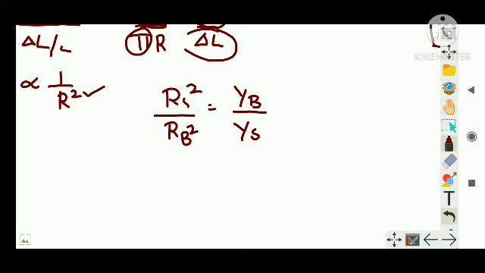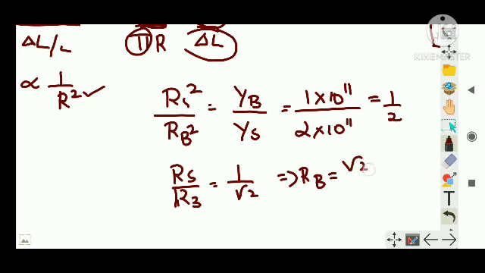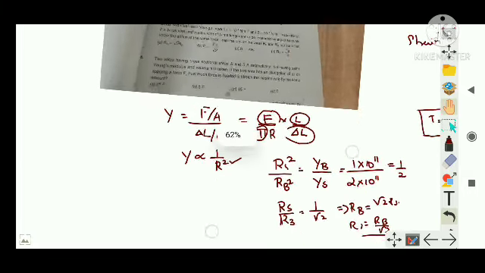So Young's modulus of brass is given as 1 into 10 to the power 11 and steel is given as 2 into 10 to the power 11. I can write this as 1 by 2, or Rs by Rb is equal to 1 by root 2, or Rb is equal to root 2 Rs, or Rs is equal to Rb by root 2. In any way you can write. Clear? Right? So this is the basic thing you have to understand in the question.